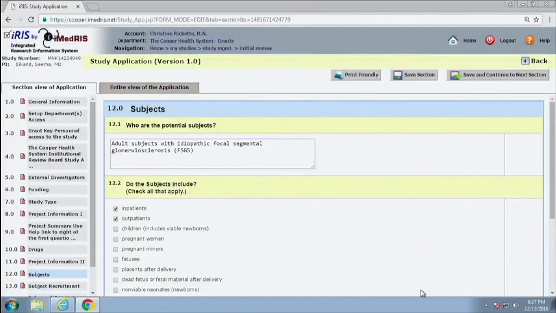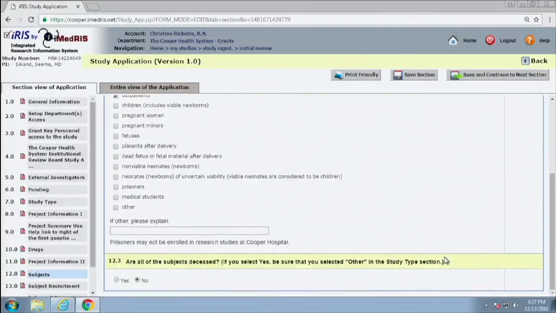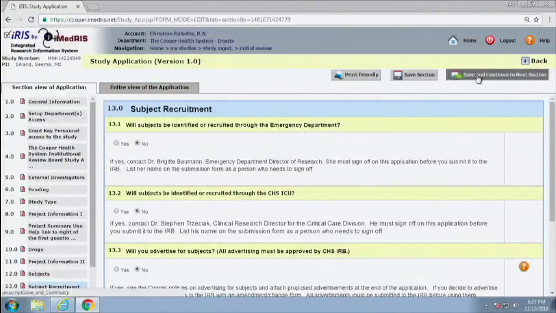Subjects. This is normally your major inclusion criteria that would go here. Are they inpatients, outpatients, is anybody deceased? Then this section also is to prompt you to think about who you might need to route it to. Are they going to be identified through the ER? And it says Brig Bowman, but it's not. It's Chris Jones.